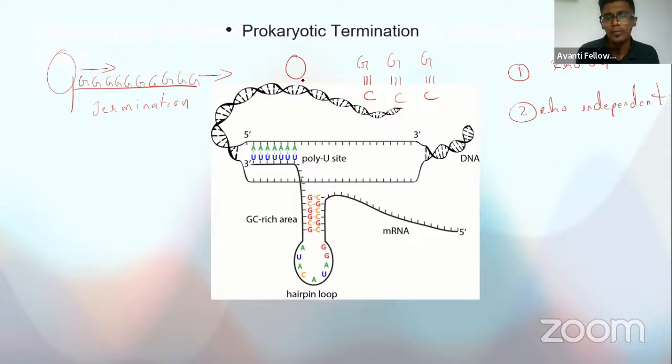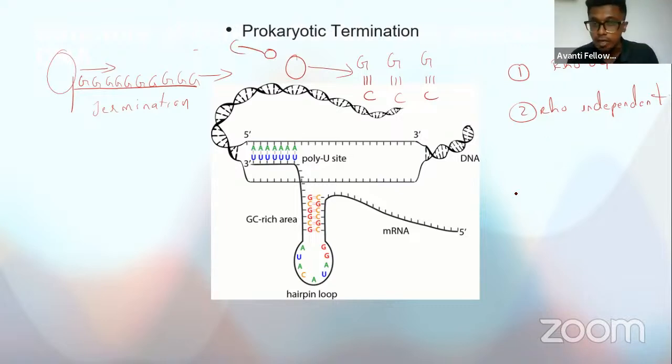Now, your RNA polymerase is moving at a certain speed. Following your RNA polymerase is a protein called Rho protein. This protein is called as what? Rho protein. Now, Rho protein is very bad in traffic management. How? It does not have any control on the brakes.